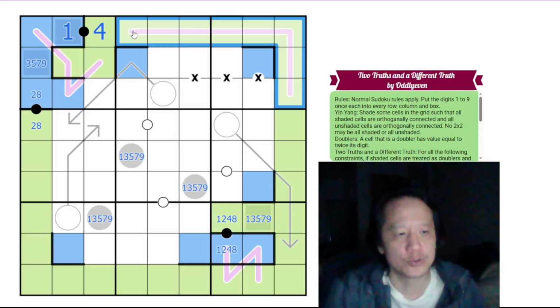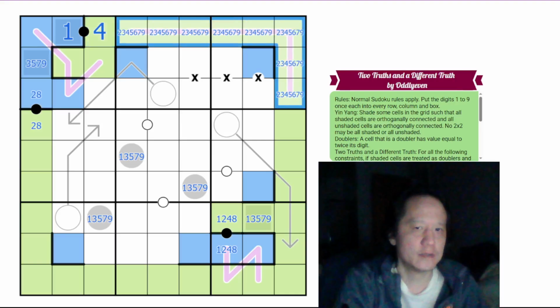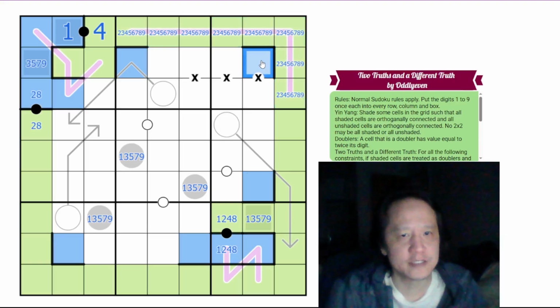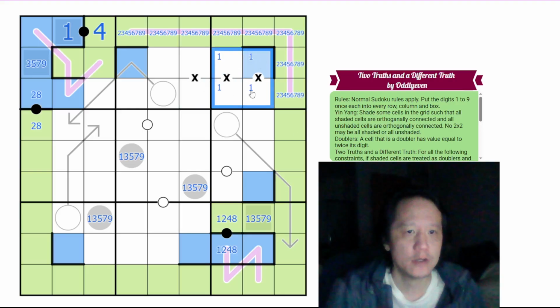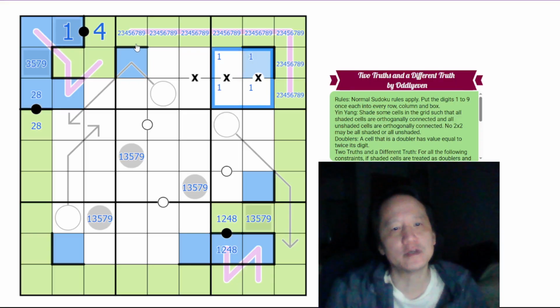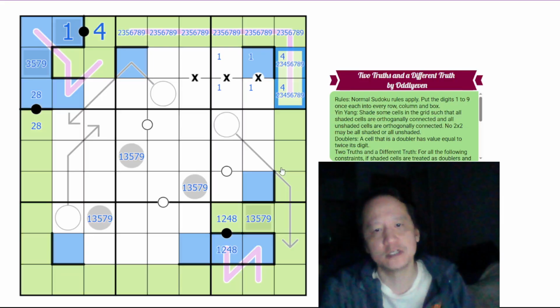This has to be 2 through 9 in value, and it has to be when blue is the doubler and green is normal. So this must be 2 through 9, which means 1 has to be one of these. 1 could be with 9 here. We don't know. So we know 1 has to be one of these 4. So this 1 is guaranteed to be here. 4 cannot be here. This digit here and this digit must match these 2 digits. So this is guaranteed to be a 4 here.